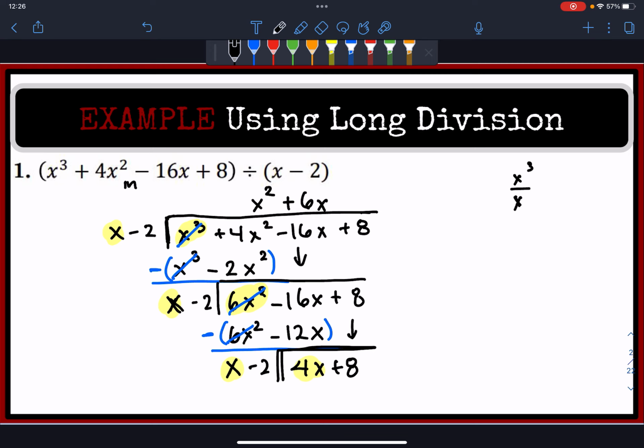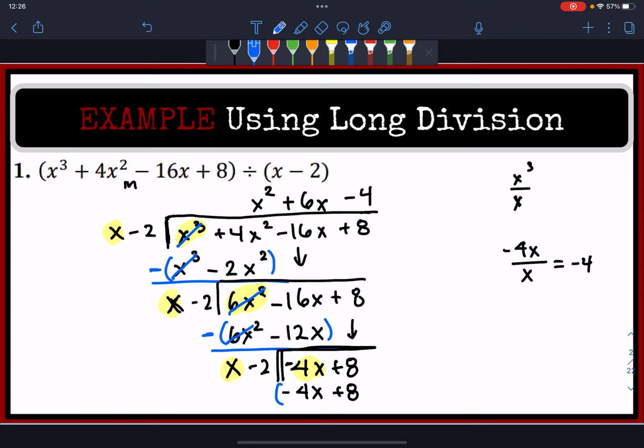Oh, I'm sorry, that should be a negative 4x. So negative 4x gets divided by x, which is negative 4. So we're going to put negative 4 there and multiply our new term in our quotient with our divisor. Negative 4 times x is negative 4x. And negative 4 times negative 2 is positive 8.